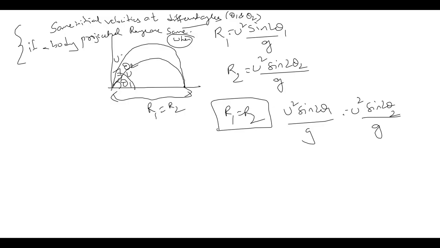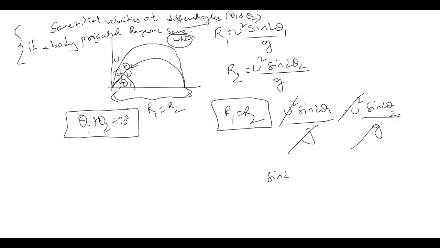See, here the sum of the theta 1 and theta 2 angles is equal to 90 degrees. Theta 1 plus theta 2 is equal to 90 degrees. Okay, so what I can do here in this case, see, g cancels, u square is cancelled. Then here I can write sin 2 theta 1 as sin 2 (90 minus theta 2), right? That is equal to sin 2 theta 2.